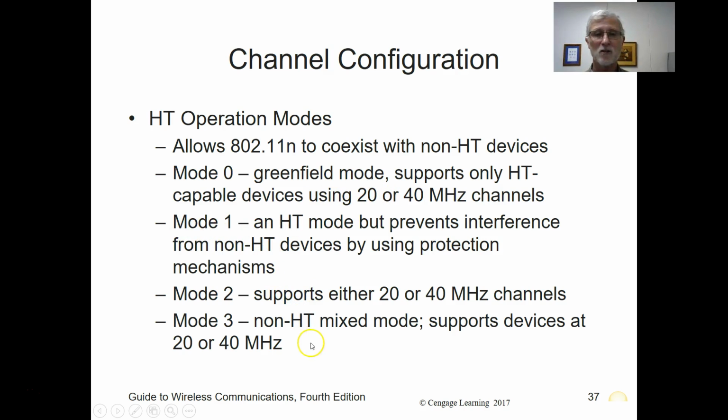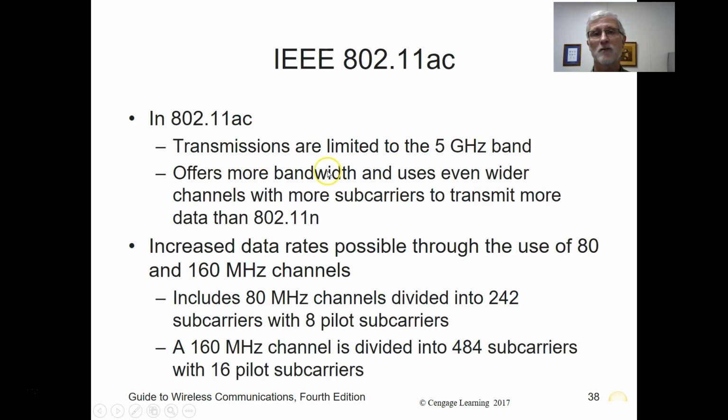So it allowed me to pick and choose, since I had 2 groups of channels that I could play with, which ones I'm going to use. Now, the latest one I've purchased is an 802.11ac.